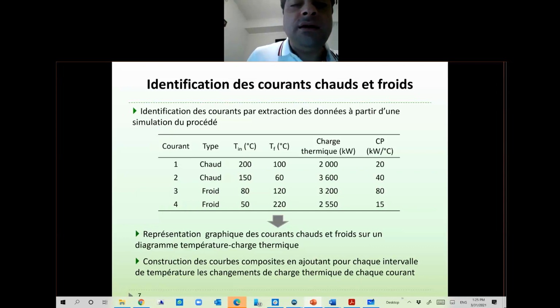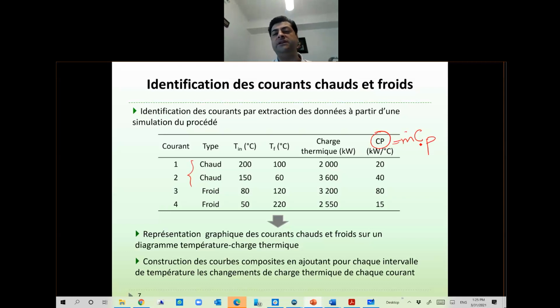Imagine that in your process you have two hot streams. Stream one is going to be cooled down from 200 to 100 Celsius with a heat capacity of 20 kilowatt per Celsius. So this CP is in fact a mass flow rate multiplied by specific heat capacity, just to clarify. And stream number two wants to be cooled down from 150 Celsius to 60 degrees C.